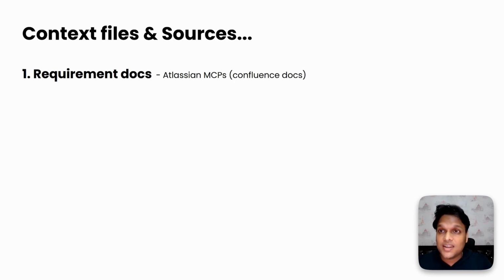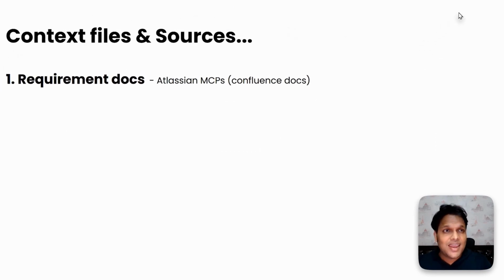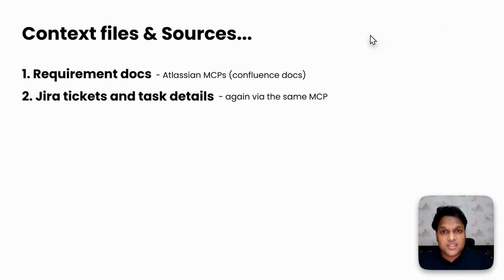So just to sum this up again, where are the context files and the resources where they are available? Requirement docs are in Atlassian. You can get them into your AI code editor via Atlassian MCPs. There are MCPs available and you can actually link those Confluence docs. Next is Jira tasks and task details, which you can source again via the same Atlassian MCP. You can actually refer to a Jira ticket and it can get all the context.